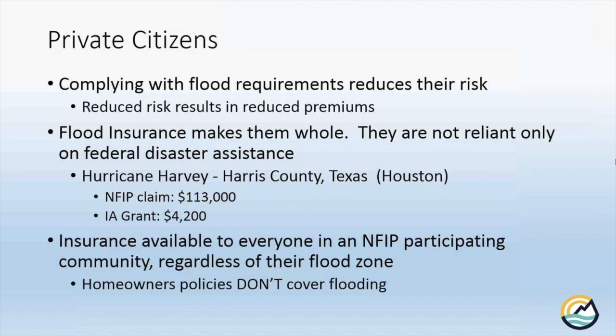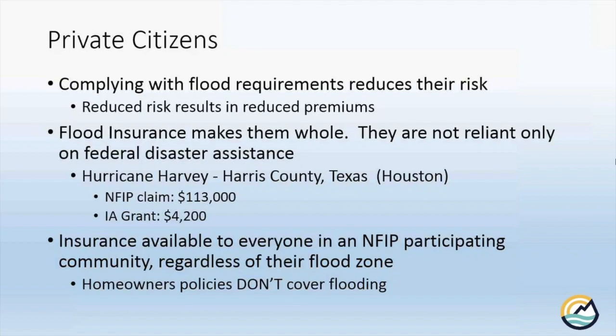The average individual assistance grant that went out to the people that didn't have flood insurance was about $4,200. That's just enough money for you to buy some clothes, to get stuff on your back, or to go get a hotel while you figure out what you're going to do next. And those individual assistance grants are generally done in the form of a loan. They want that money back. It's not just yours to keep. It's just yours to help currently. So having insurance really does put you back whole.